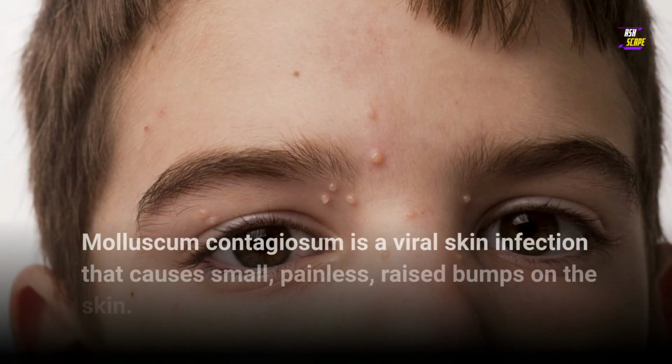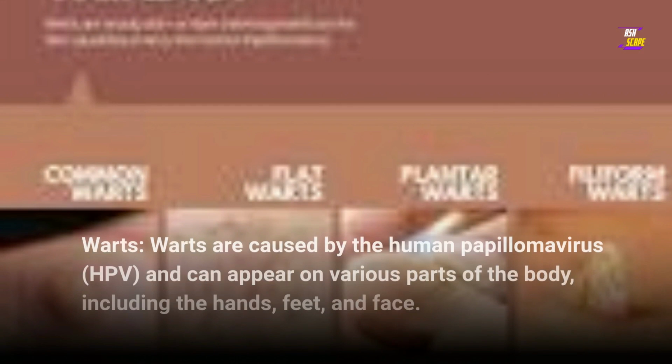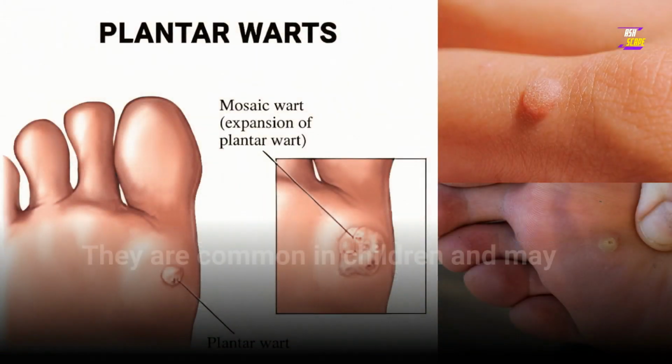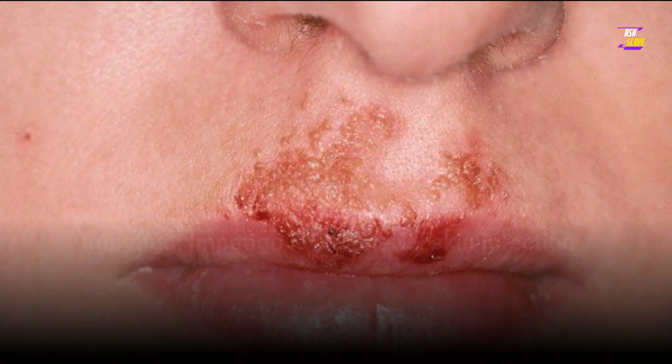Molluscum contagiosum. Molluscum contagiosum is a viral skin infection that causes small, painless, raised bumps on the skin. It is common in children and can be transmitted through skin-to-skin contact. Warts. Warts are caused by the human papillomavirus, HPV, and can appear on various parts of the body, including the hands, feet, and face. They are common in children and may resolve on their own or require treatment.